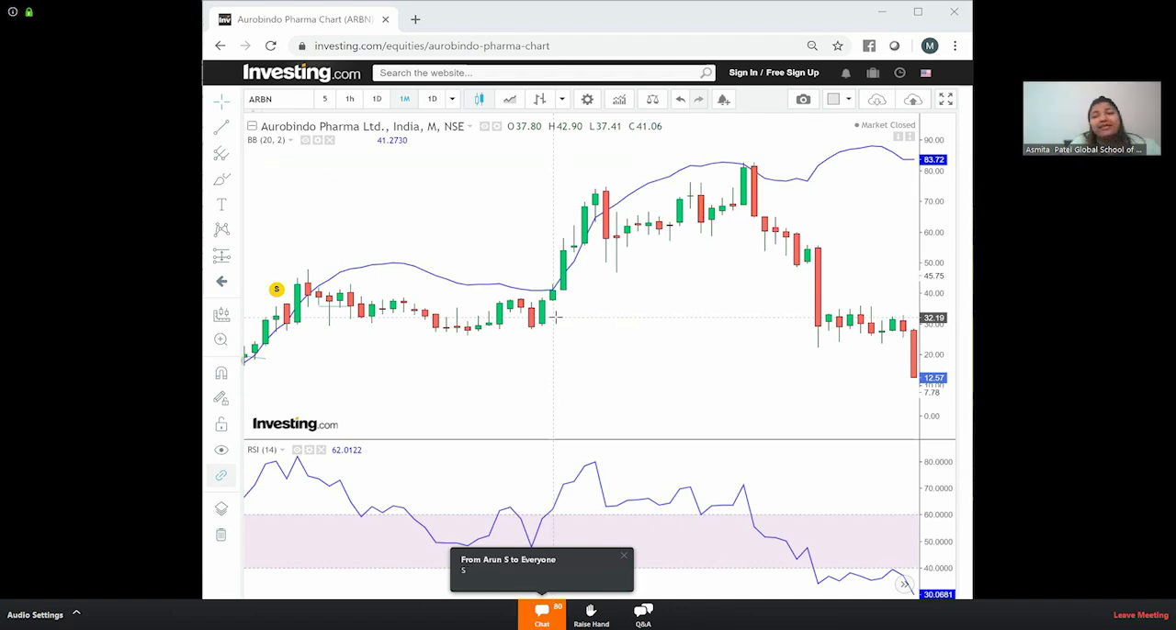Okay. Sure. Can you see these three bands? The blue line in between is nothing but a 20 moving average. Can you guys see that blue line on the graph? That's a 20 moving average.